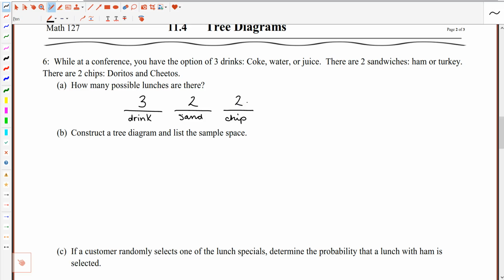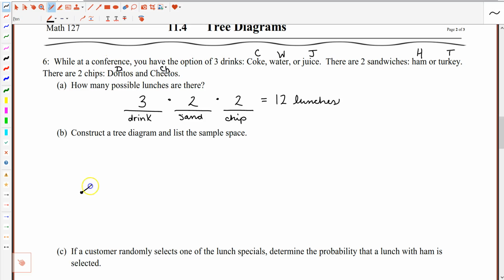So how many possible lunches are there altogether? We're going to multiply these out, so we get 12 possible lunches. So let's organize them into a tree diagram and then list the sample space. So again, we're going to have 3 stages. So the first stage will be our drink choices. So I'm going to use some abbreviations here. I'll use C for Coke, W for water, J for juice, H for ham, T for turkey, and then D for Doritos, and then for Cheetos, since I already have a C, I'll just use maybe CH.